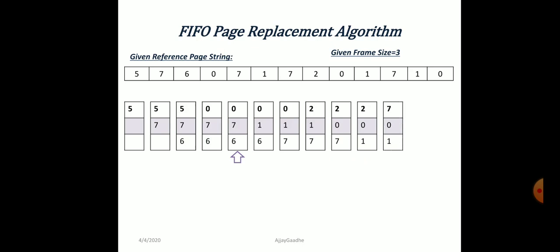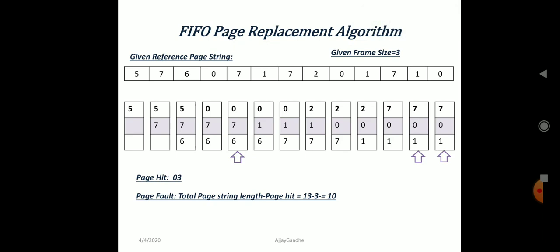Similarly, the next instance is 7. Out of 2, 0, 1, you can see 2 is the oldest, so 7 replaces 2. Next is 1. 1 is present, so it is a page hit. Next is 0. 0 is already present in the main memory, so it is again a page hit. You can see the number of page hits here is 3, so we can calculate the page faults. The length of the string is 13, so page faults are 10. The hit ratio is 3 by 13, which is 0.2307.